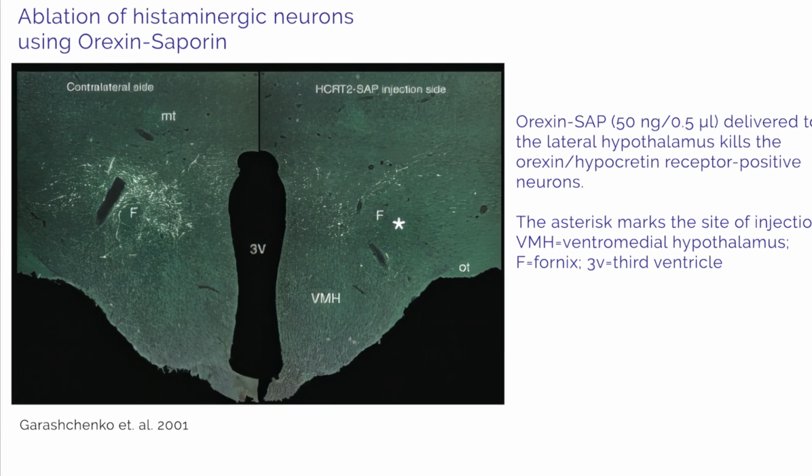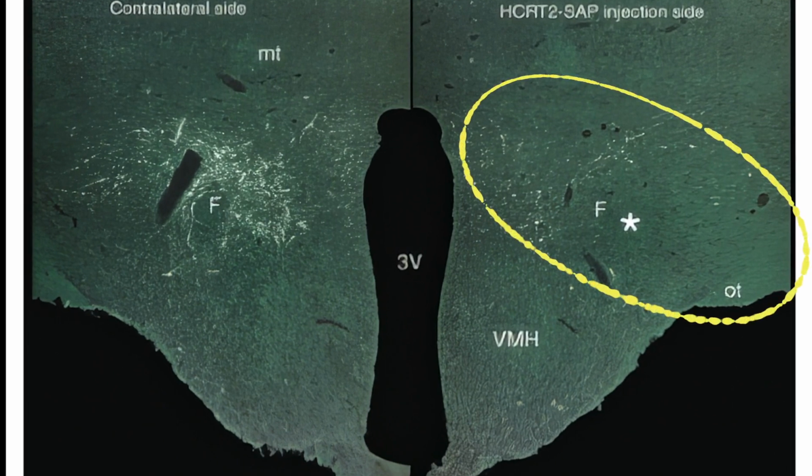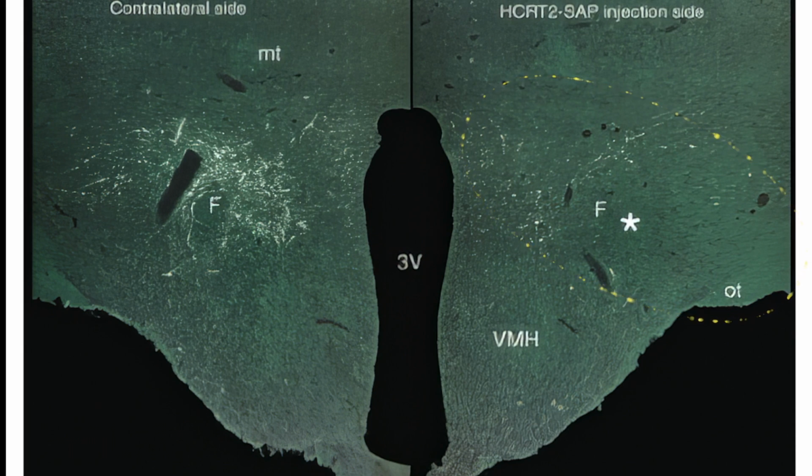And so in the tissue here, you're going to notice that the asterisk right there is the site of injection, but you're going to notice the marked neuronal loss there. Again, you're not seeing a lot of physical damage to the tissue, but just really specific neuron loss.